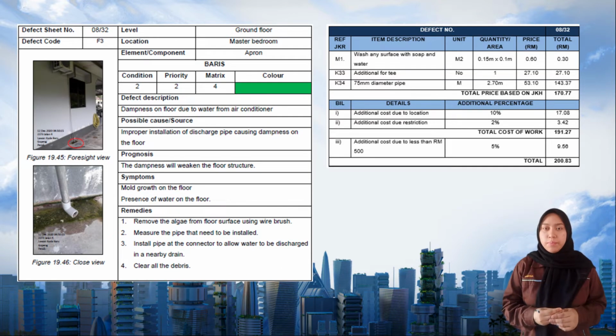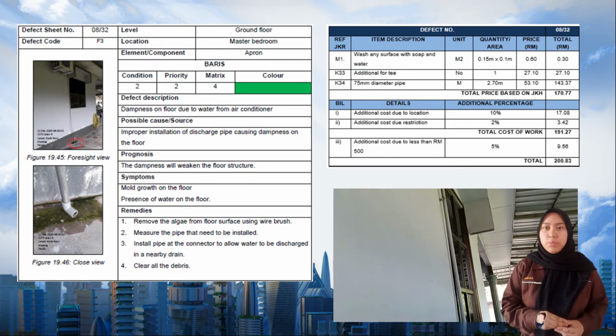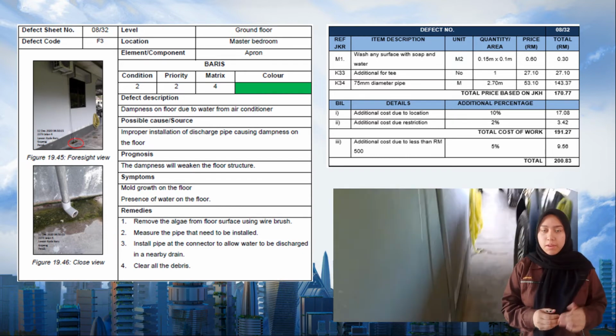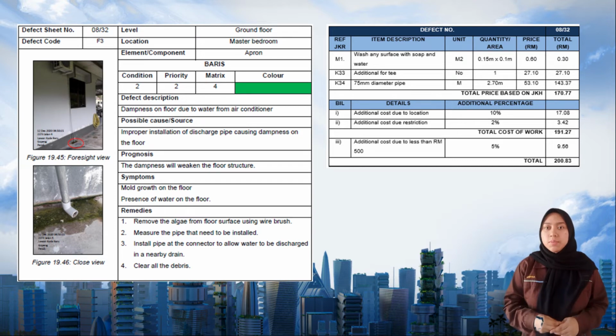Next, the defect on apron, which is due to dampness from water leaking from the air conditioner, and it is caused by improper installation of the discharge pipe. Later on, it will weaken the floor strength. The symptoms are mold growth and presence of water on the floor.